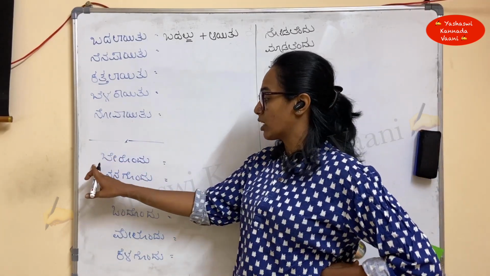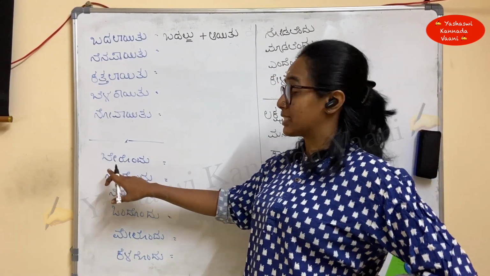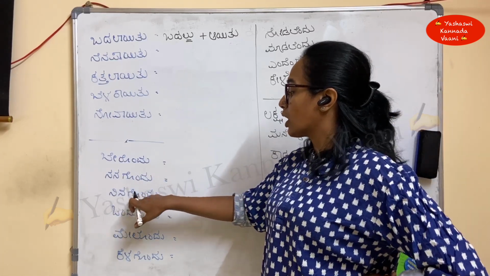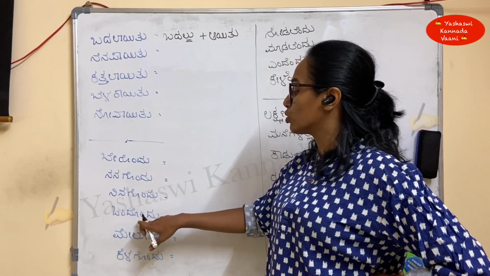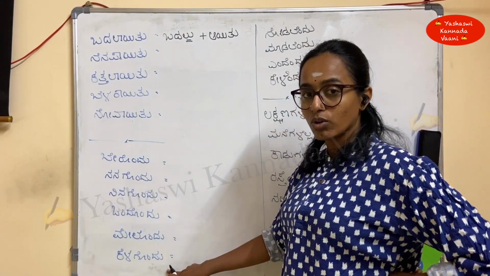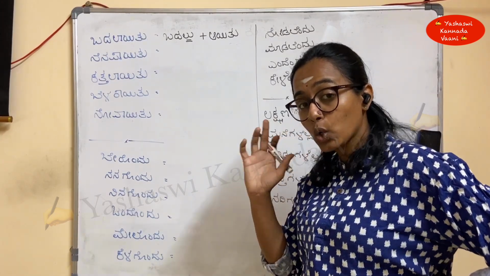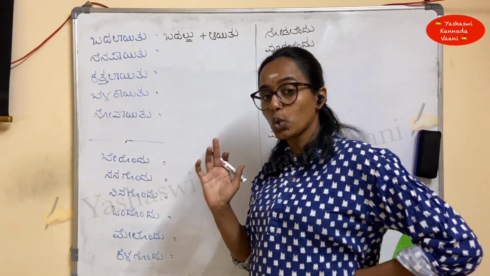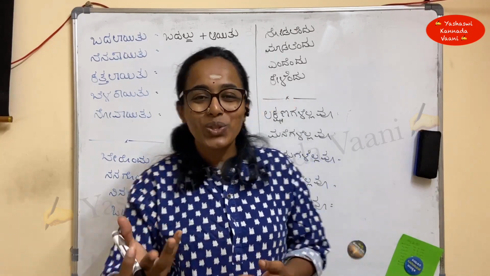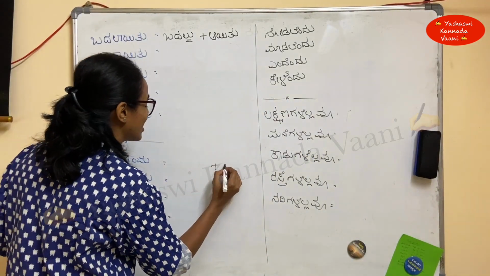We'll come to the next one. If you observe the next one, read out the words: berondu, nanagondu, ninagondu, ondondu, melondu, kelagondu. So the ending sound is gondu, gondu, gondu, go. Go is O. Vandu. Wonderful. My second word is vandu.